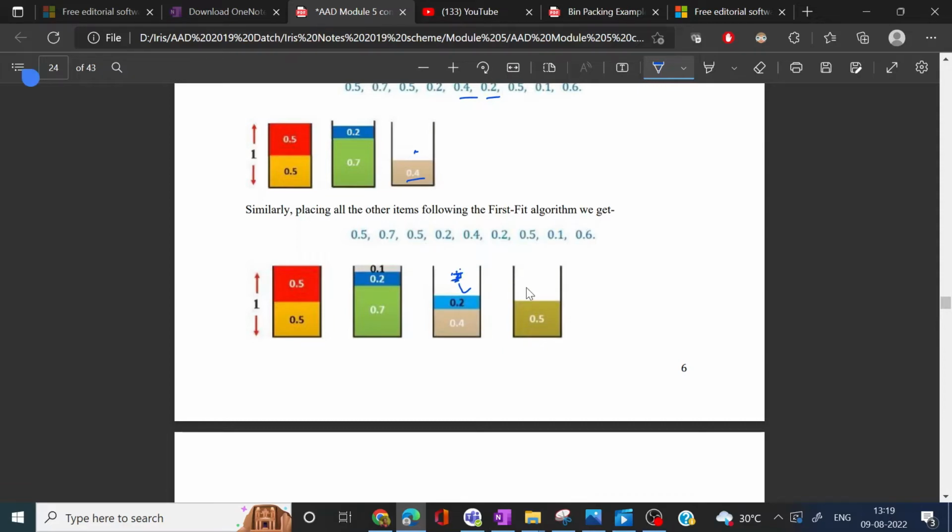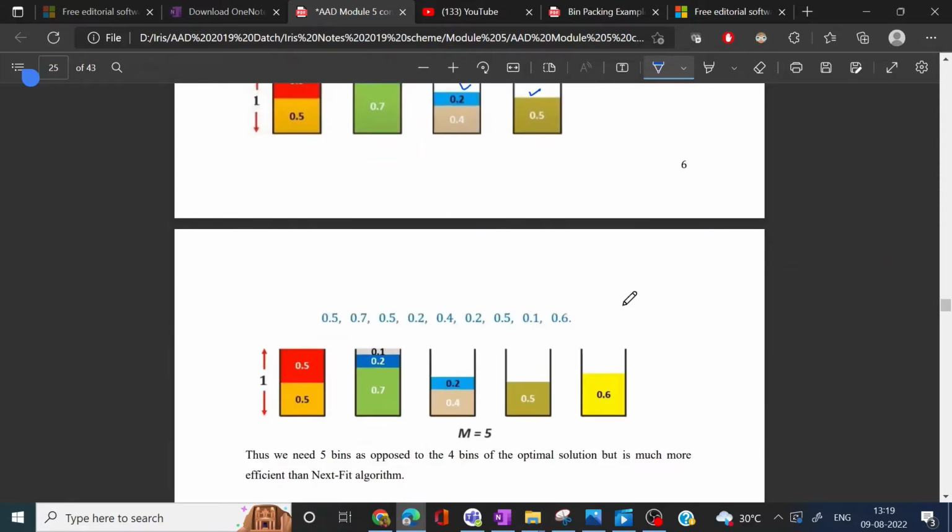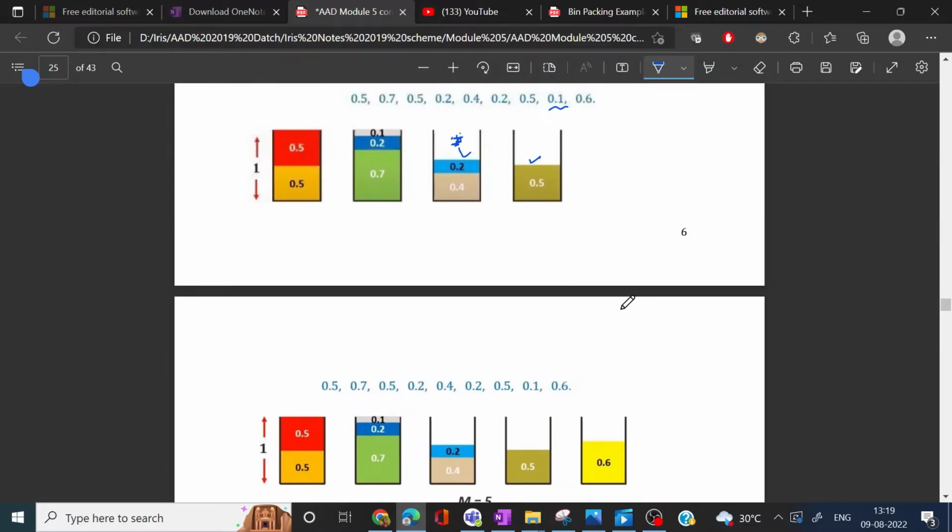So a new bin has to be taken. So 0.5 is here. Then 0.1. 0.1 can be scanned in order, which means if previous bins have space, it can be put into them. So 0.1 we put into the third previous bin. Previous bins means we will be scanning from the beginning. So here one space is there to put the 0.1, so the 0.1 will be put in here.